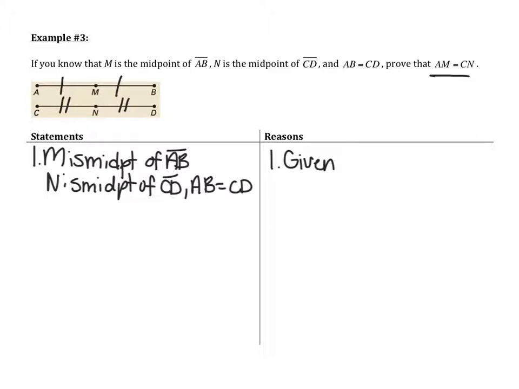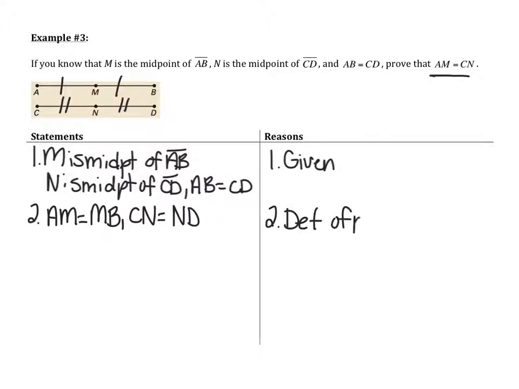Next, let's write down what we know because we have those midpoints. We know that AM is equal to MB and CN is equal to ND. We know that because we were told that we have 2 midpoints. The definition of the midpoint tells me that it bisects a segment into 2 congruent segments. So my reason is just that we had a midpoint, so it's a definition of a midpoint. Remember, you can use definitions as reasons in your right-hand column to justify your statements in the left-hand column in your proofs.